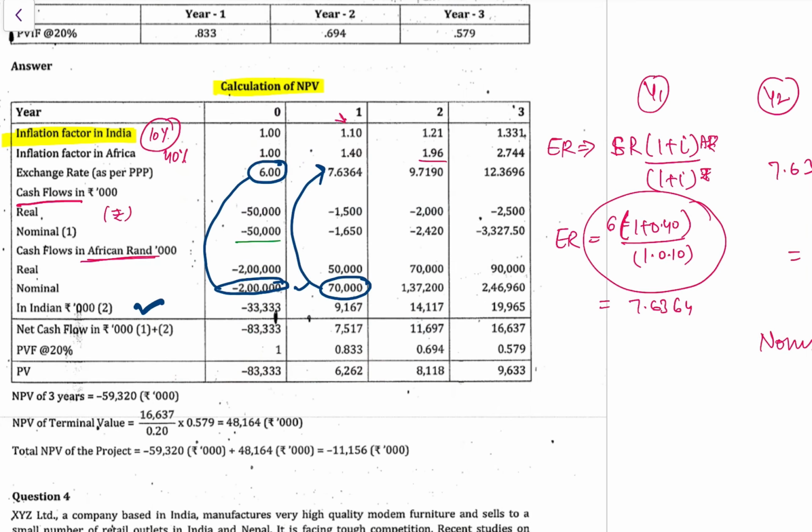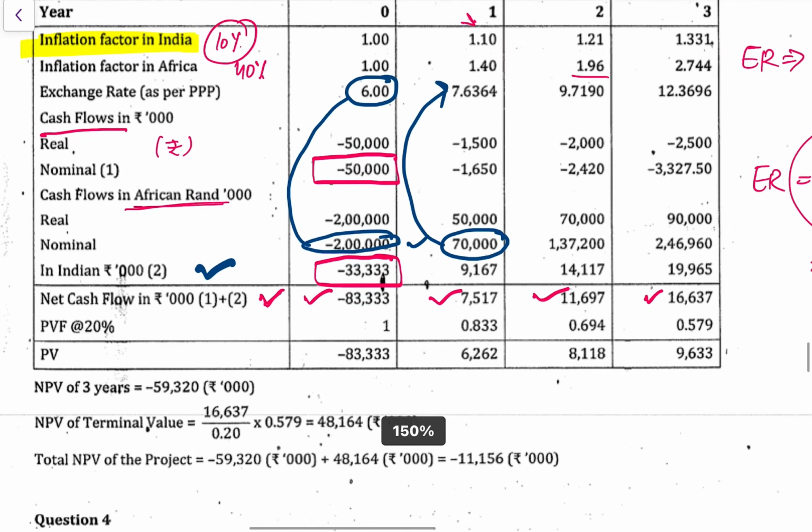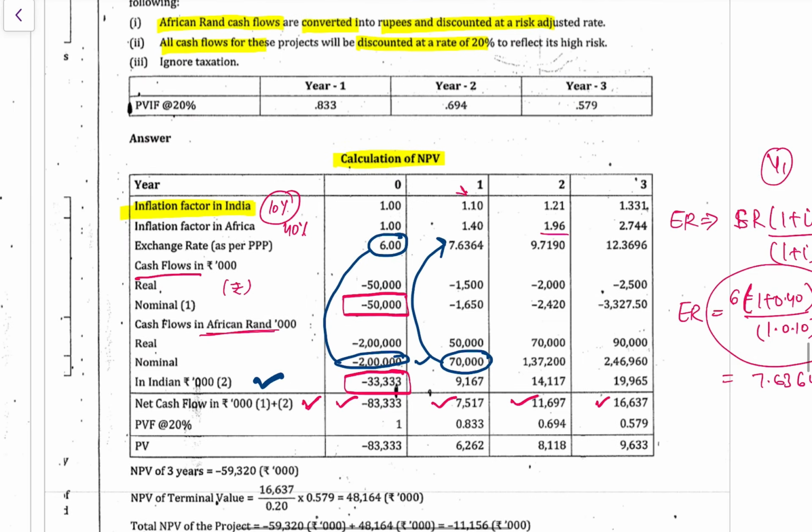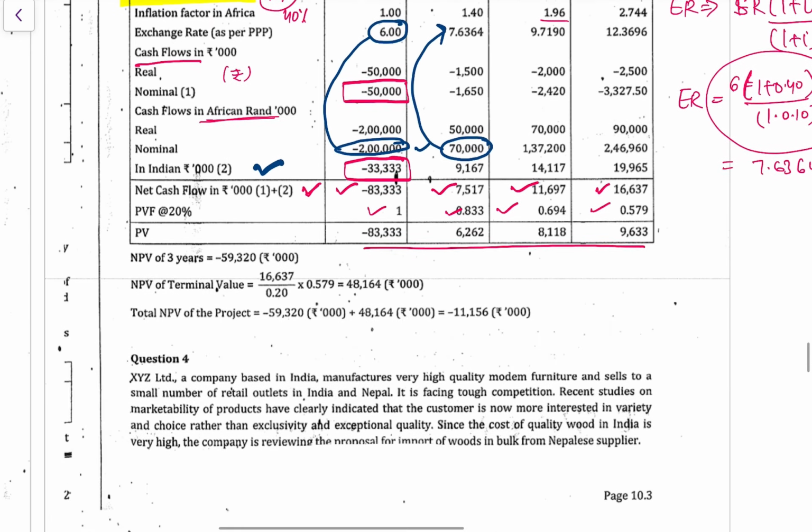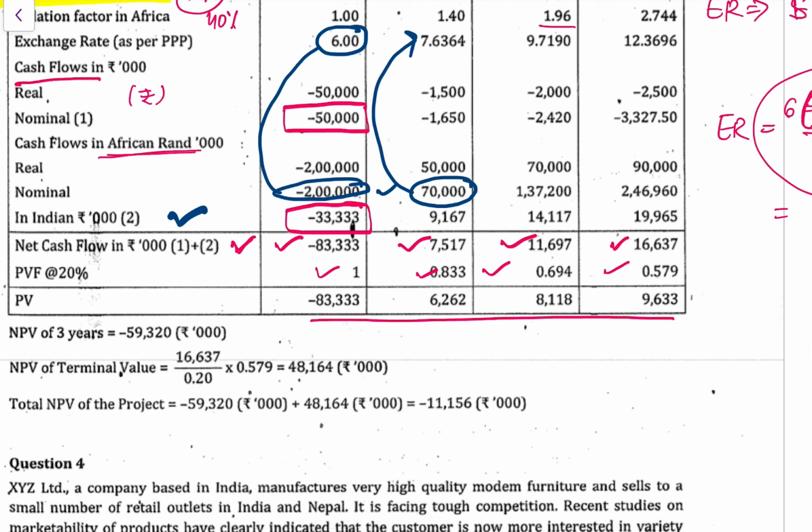And then we have to calculate the net cash flows. How are we going to calculate the net cash flows? The nominal cash flows in Indian rupees and the one we have converted into Indian rupees, add both. We get the net cash flows, right? Present value factors are given in the question, right? Multiply with it, we get the present value. Now, how do we calculate NPV? Total these three, we get minus 559,320, right? Now, here we have a terminal value also.